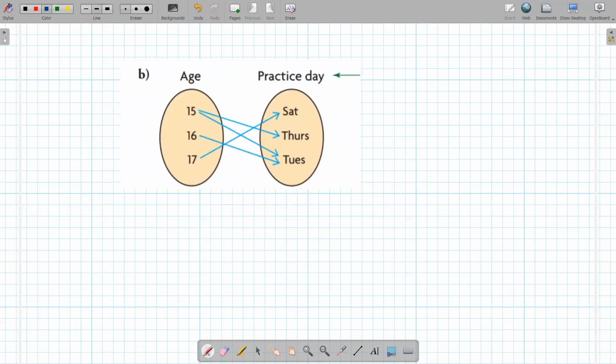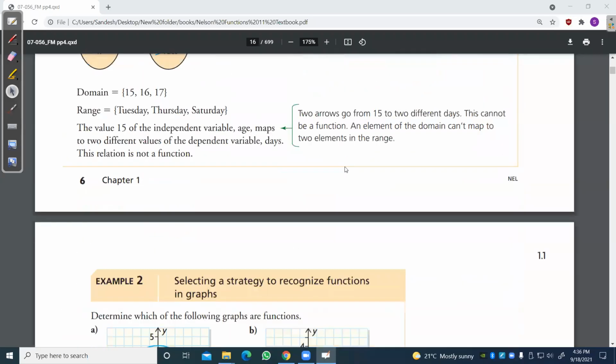Another idea in functions is when they talk about domain and range. So domain is the possible x values that the function can take. Now here, these are not equations, this is just a relation. This is also not a function, but it still has a domain. So what's the domain here? It's simply 15, 16, and 17, the possible x values it can take. So in this bubble chart, the left side is the x values, the domain, and the other side is the range. So what's the range of this relation? Saturday, Thursday, and Tuesday. Good, perfect. Very simple idea.